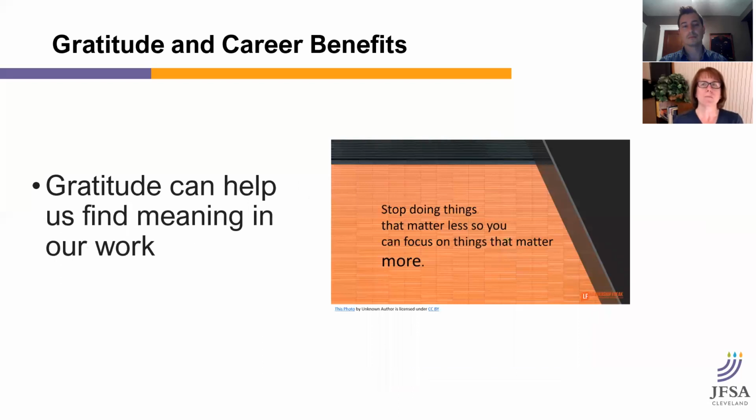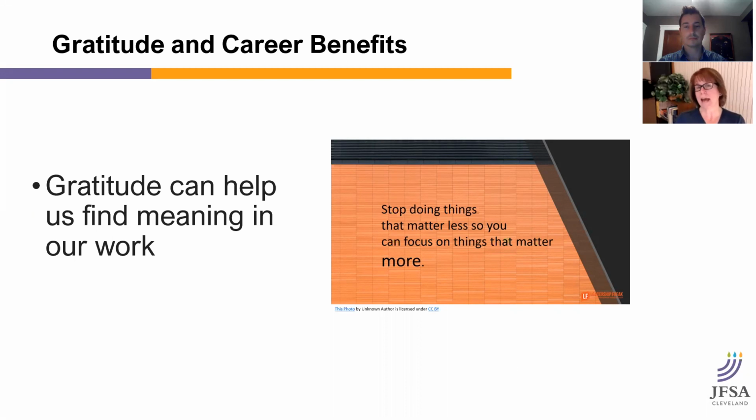Another thing is being grateful can help us find meaning in our work, in our volunteering, in our commitment to a cause, whatever that can be. If we realize why we're doing it and show our gratitude for being able to participate in those kinds of activities, it can make a difference in our brain. So in other words, stop doing things that matter less so you can focus on things that matter more. It helps you prioritize those important things in your life that you are grateful for.